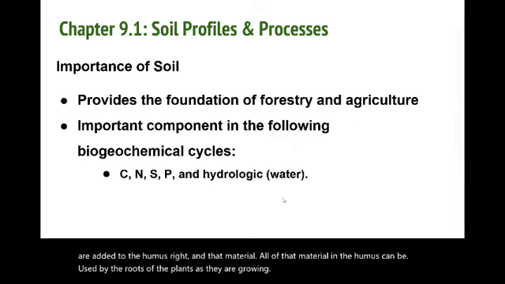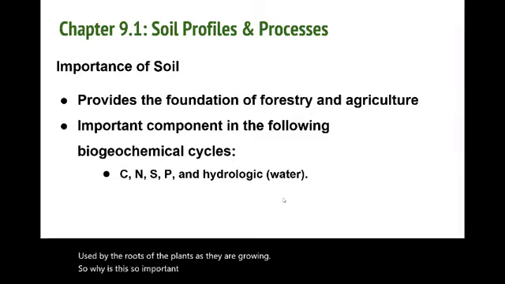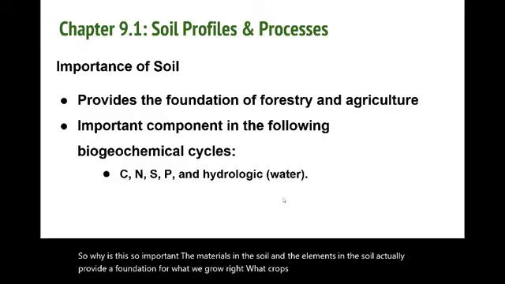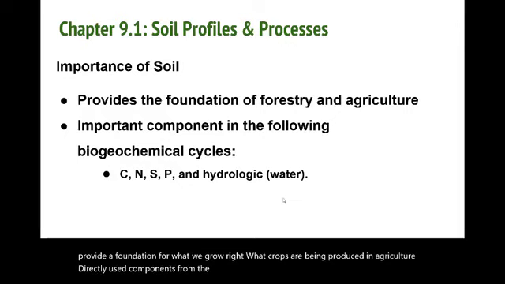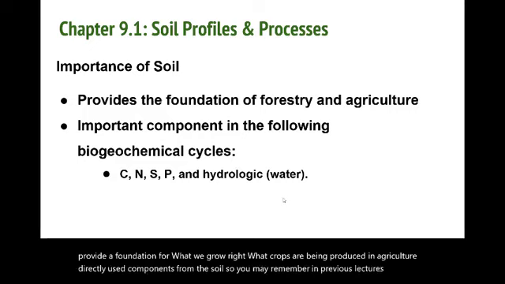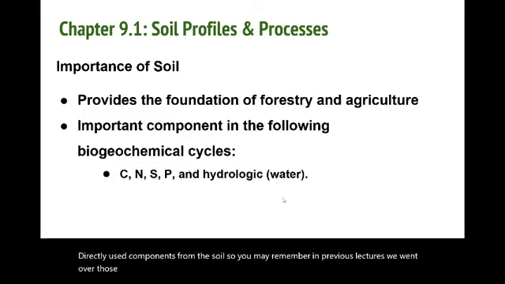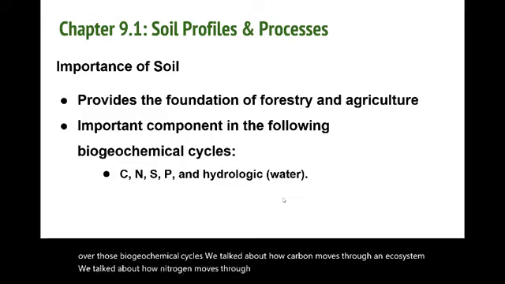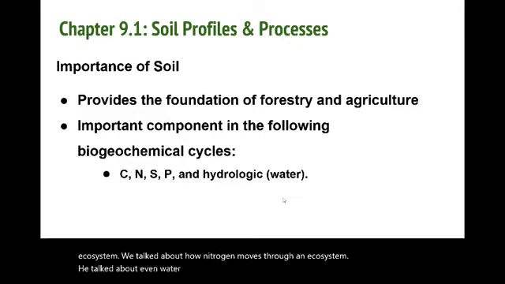So why is this so important? Well, the materials and the elements in the soil actually provide a foundation for what we grow, right? What crops are being produced in agriculture directly use components from the soil. You may remember in previous lectures, we went over those biogeochemical cycles. We talked about how carbon moves through an ecosystem. We talked about how nitrogen moves through an ecosystem. We talked about even water and phosphorus and sulfur.